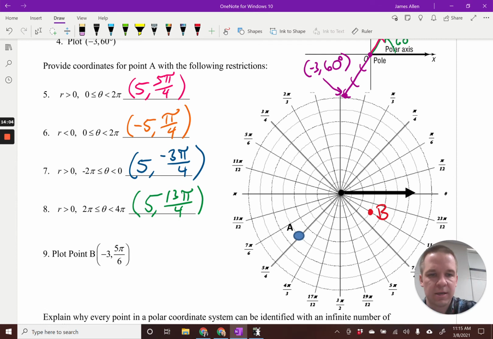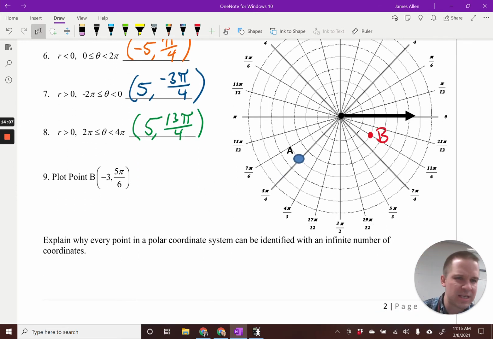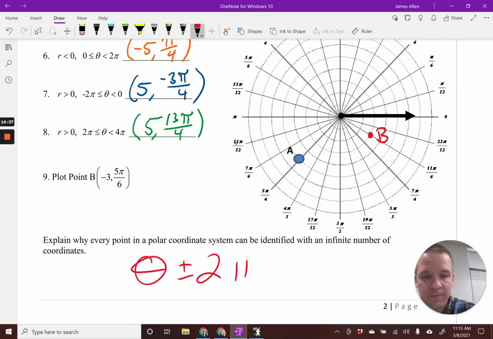Good stuff. Fantastic. Now, it says, explain why every point in a polar coordinate system can be identified with an infinite number of coordinates. Infinite. I love infinity. To infinity and beyond, as one Buzz Lightyear might have said. So why can't it be? Well, case in point, I feel like this last one, number 8 here, we could have done a coterminal, and that's only because I was restricted to that. I could coterminal all day, every day, so I can take my theta and add or subtract 2 pi over and over and over again, so it'll never run out, okay?